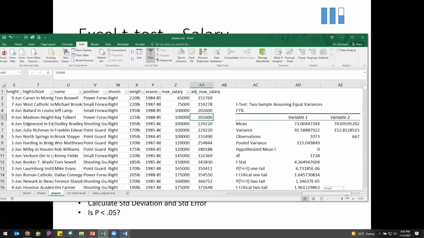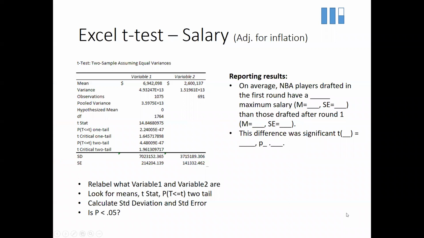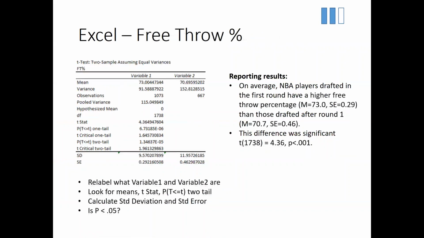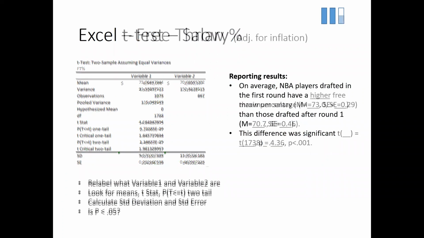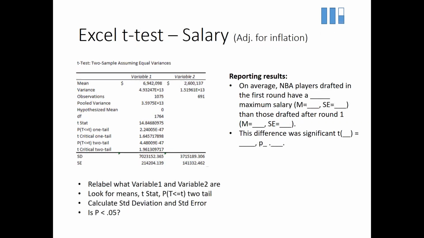Okay, I didn't write down the format, but on average, now I've got to look at my decimal points here. I've got it here. On average, NBA players drafted in the first round have 69,420,098 salary. Oh, sorry. Is it higher or lower? Okay. Yes, they have a higher maximum salary. The average is like 69.5 million.